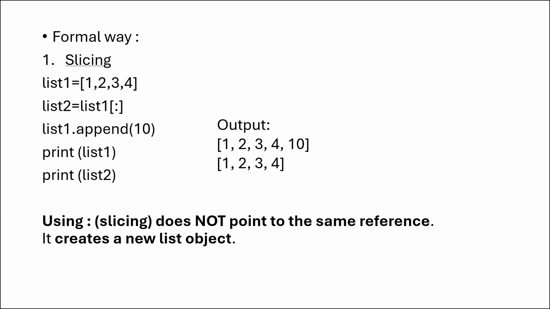Followed by, I have used a print statement of list2. What it prints is only 1, 2, 3, 4. Why it didn't print 10 is because it only copies the objects, not the reference. So before appending, we have made a copy. Only the copied elements 1, 2, 3, 4 will get copied to list2, not the appended element.